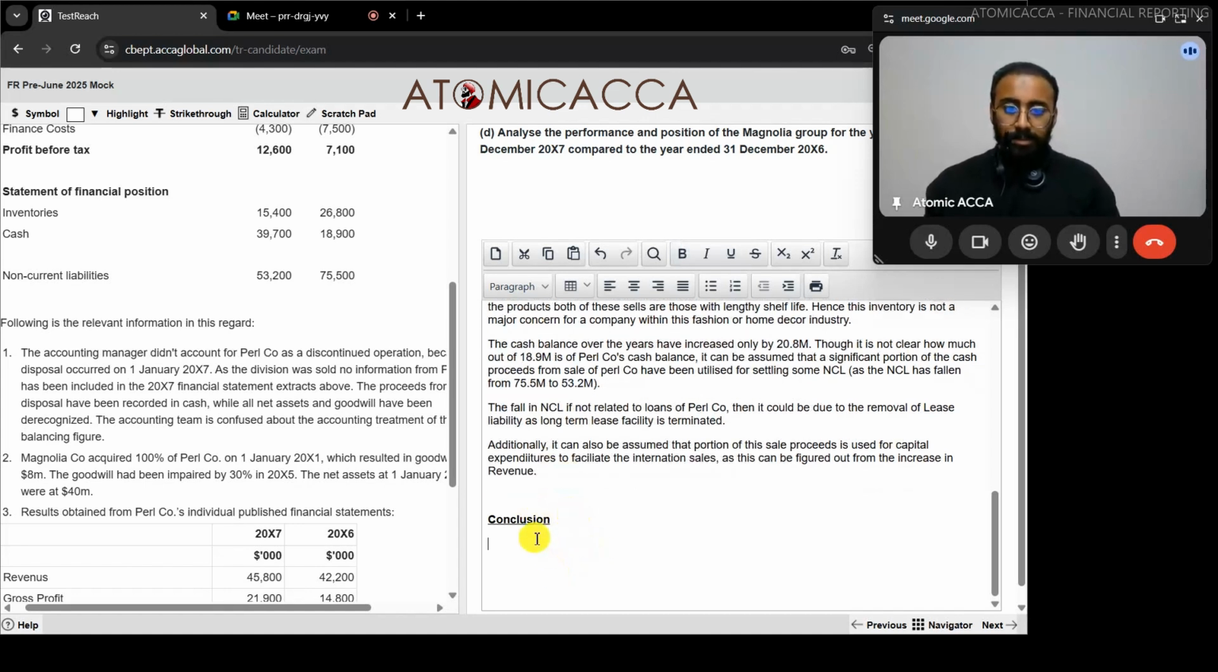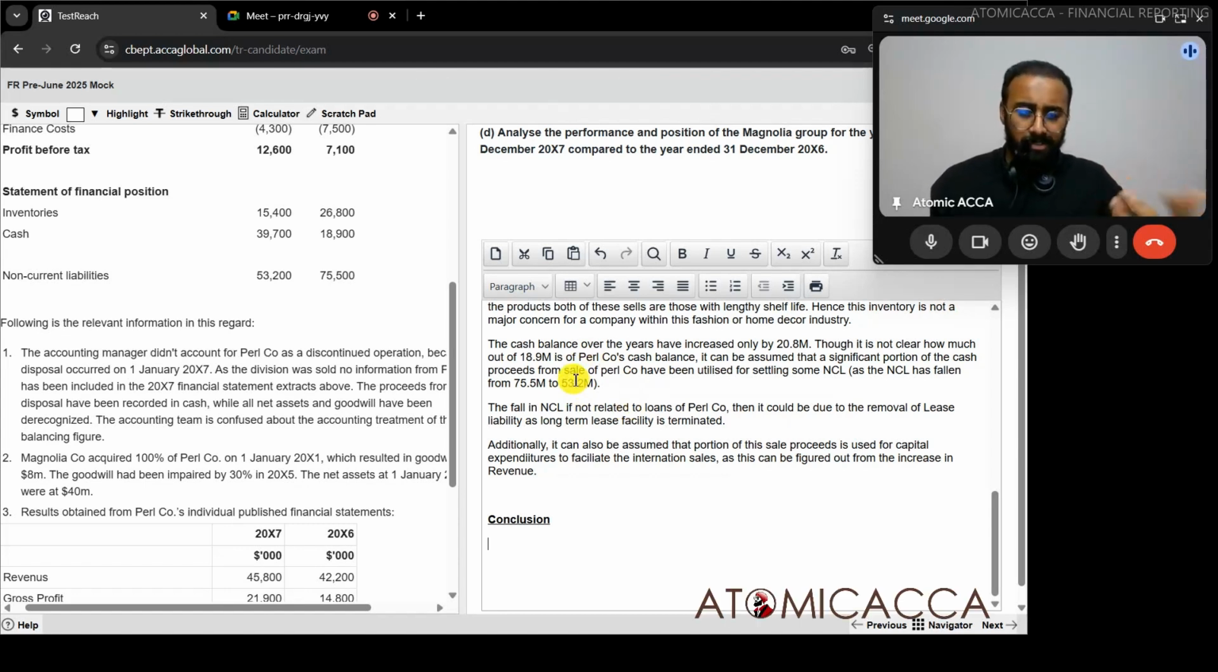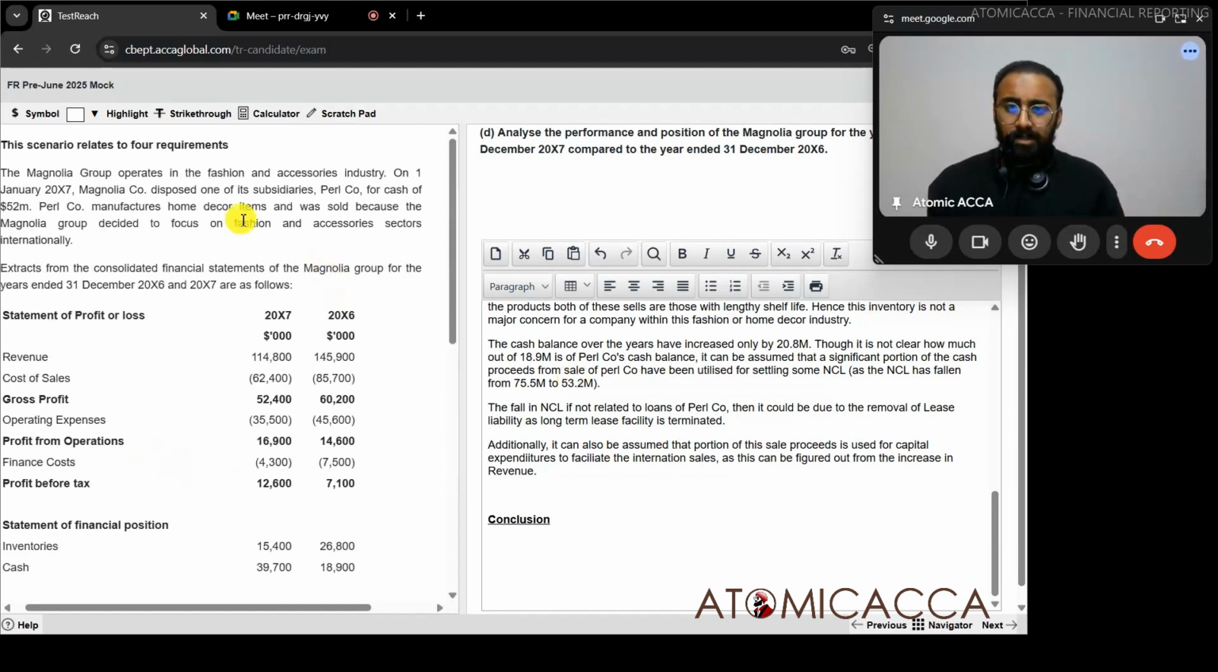We can conclude that many things were assumptions over here. So first thing we can say that maybe if we get more Pearl Company information, better analysis could be made. That could be one point. We can also say that on a positive note, they wanted to focus more on the international sales, and based on the performance, things seem to be going really well. So their strategic decision is working out well.